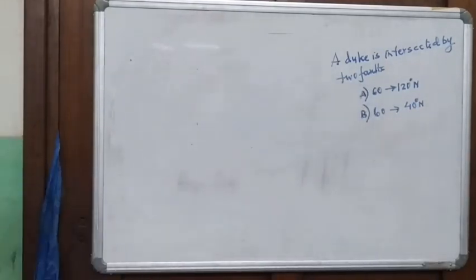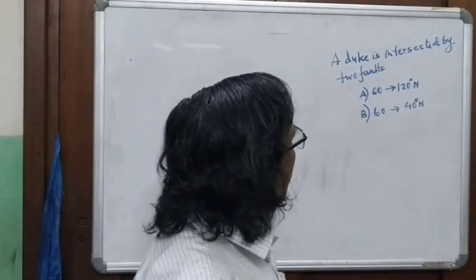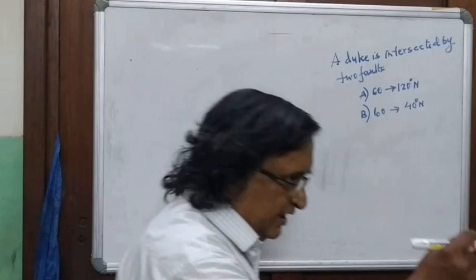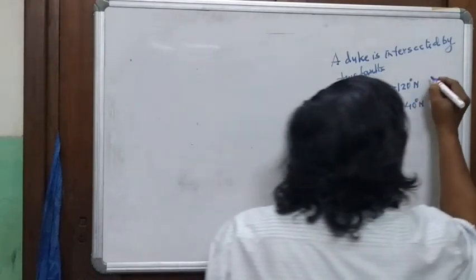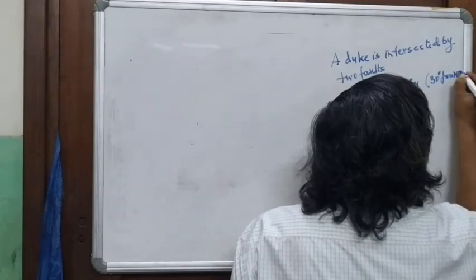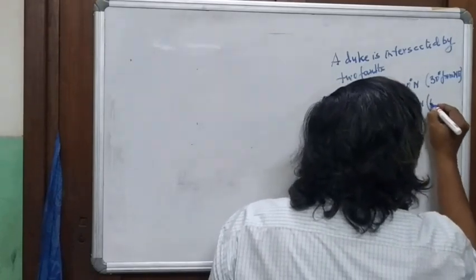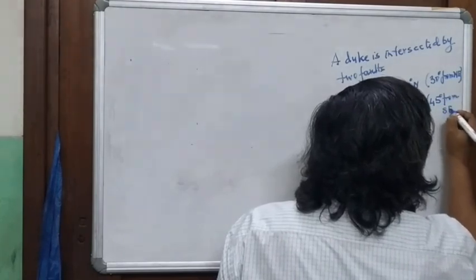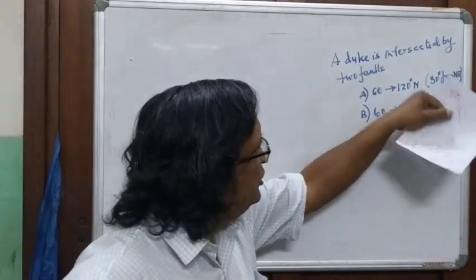Right? These are the two fault planes where the pitch of the dike on the fault plane A is say 30 degree from northeast, right? And this one is say 45 degree from southeast. What is this values? The pitch of the dike on the two fault planes.